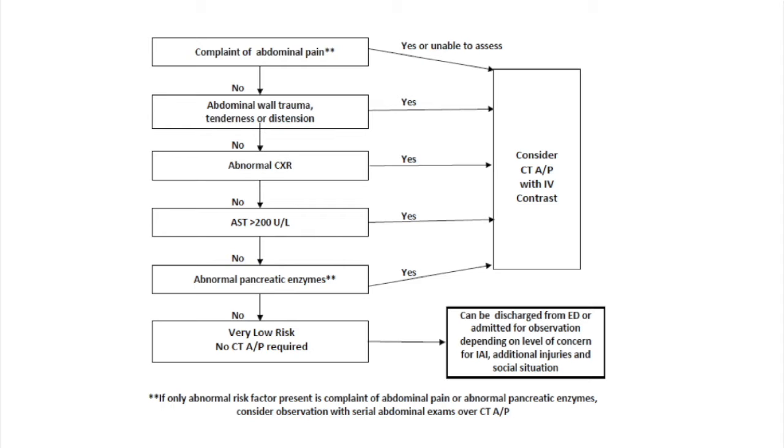If all 5 variables are negative, then the patient is unlikely to have any intra-abdominal injury on an abdominal CT scan. I would also highlight the asterisks next to complaint of abdominal pain and abnormal pancreatic enzymes. These 2 variables had a much lower odds ratio for intra-abdominal injury, so I would highlight that CT is not compulsory in this model if only one of the 5 variables is abnormal and present.